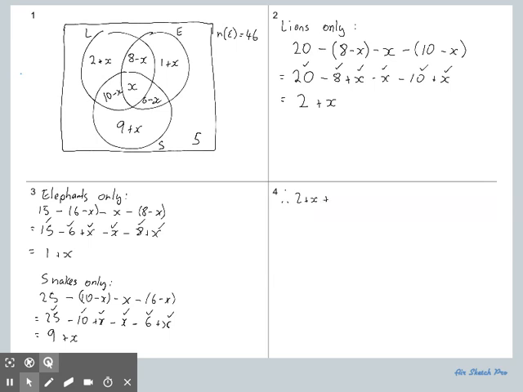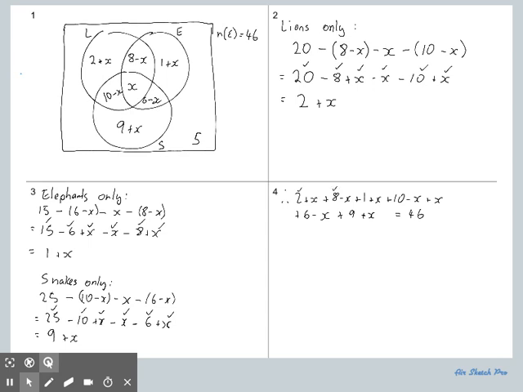2 plus x plus 8 minus x plus 1 plus x plus 10 minus x plus 6 minus x plus 9 plus x. And I know that whole thing has to equal 46. It's long, but it's not that complicated. So I'm just going to tick the numbers first and add them up.